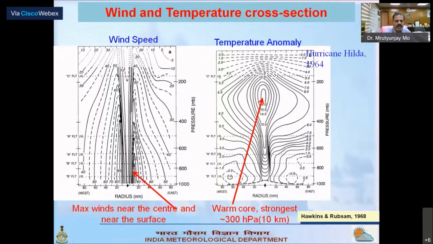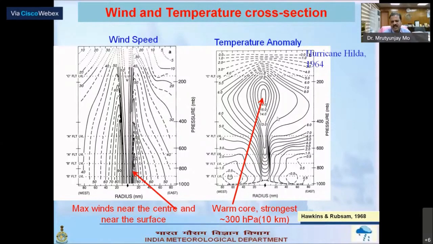And the eye also, if you see, the eye is smaller in diameter here. As you go up, you'll find that the eye diameter increases, just like it becomes a funnel type at the center of the cyclones. It is a shorter diameter at the lower level and a bigger diameter at the upper level.